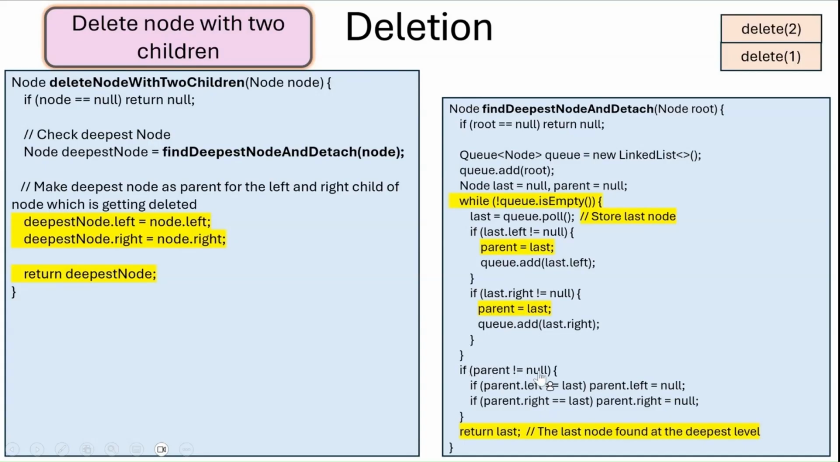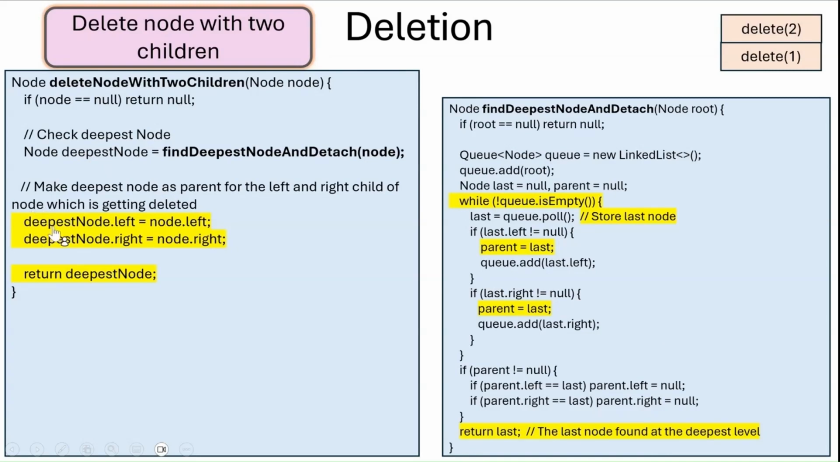So if the parent is not equal to null, then if the deepest node is a left child of its parent, then make the left child of its parent null. Basically, we are detaching the deepest node from its parent. If it is a right child of its parent, then detach it by assigning the right child as null for the parent, and return the deepest node which we found. Now the deepest node which we found is node 5.